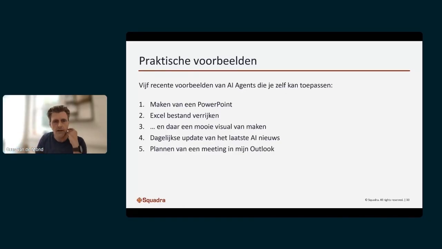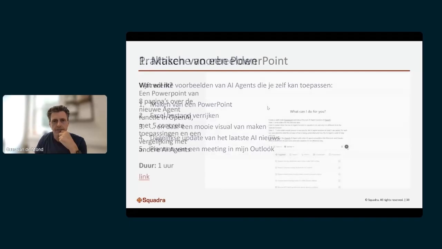Among other things, creating a PowerPoint. Now he can do that for me. I have an Excel file. Can he also enrich it by adding other data to it? I also want to make a nice visual of it. Well, I always like to get an update on yesterday's news in the field of AI, so that can also be automatic. And I actually also want to schedule some meetings with some employees, and I think those AI agents should be able to do that for me. So I will go through all 5 of them.